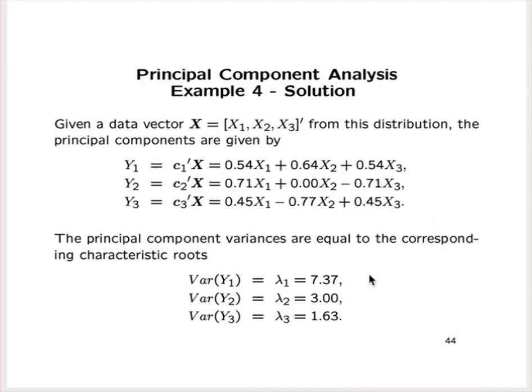The variances of these three principal components are 7.37 for the variance of y1, 3.00 for the variance of y2, and then 1.63 for the variance of y3.